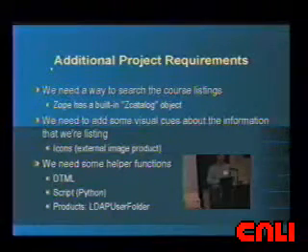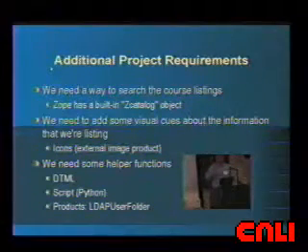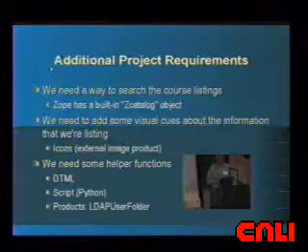We also needed some visual cues about the information that we're listing. Our students respond well to brightly colored objects. So we know we're going to have to do some icon designing, and maybe the icons get stored somewhere else, and maybe they get stored within Zope. I'm not sure about that. And we need some helper functions.